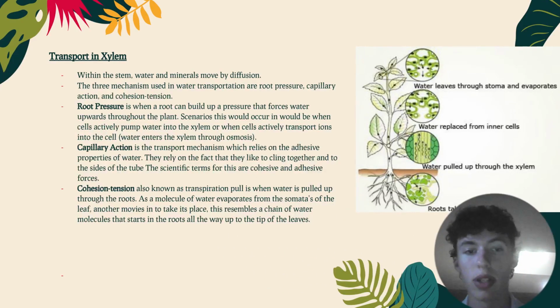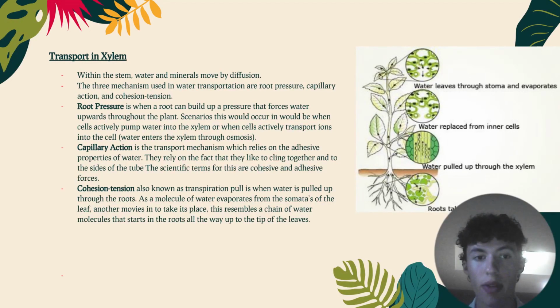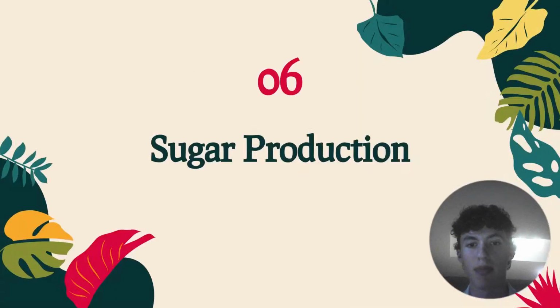And then lastly, cohesion tension, which is also known as transpiration pull. This is when the water is pulled up through the roots as the molecules evaporate from the stomata of the leaf. Another one takes its spot. So it's almost like a chain, because one leaves, the other one comes up next to it or behind it and fills in that slot.